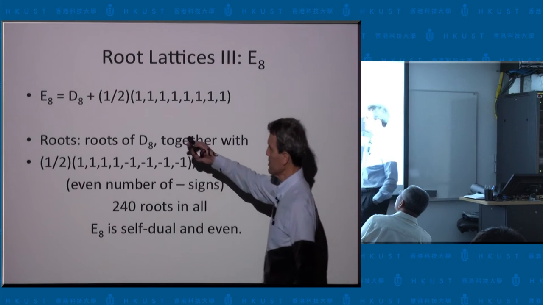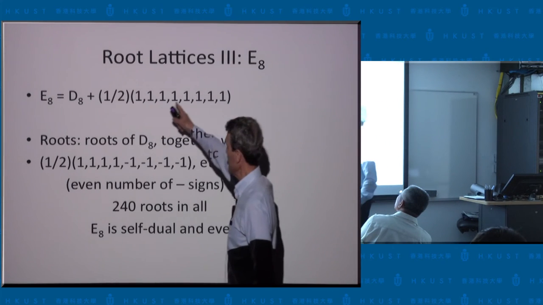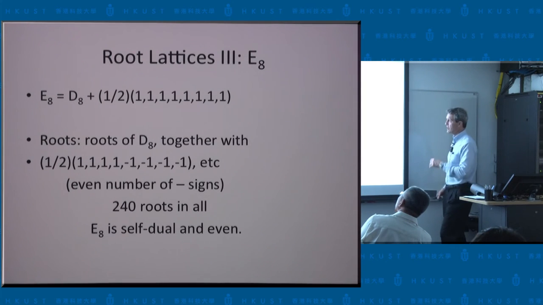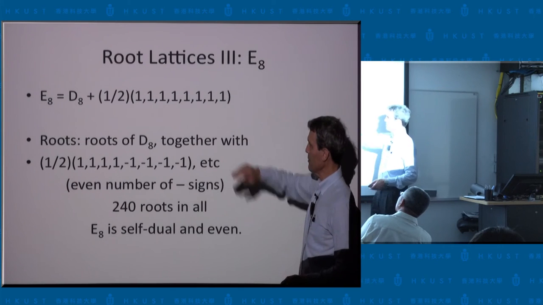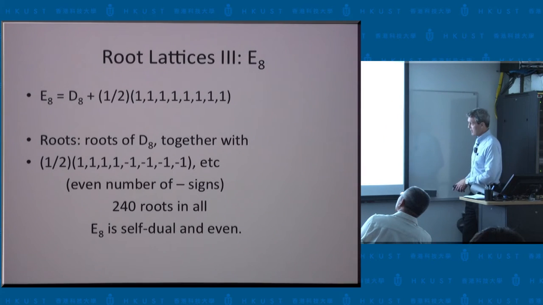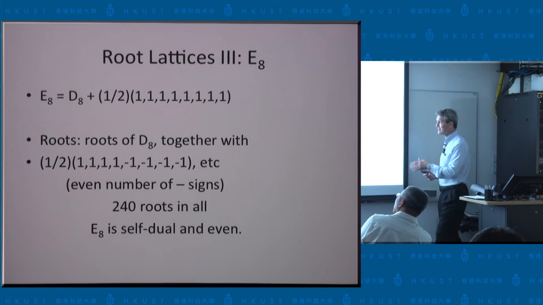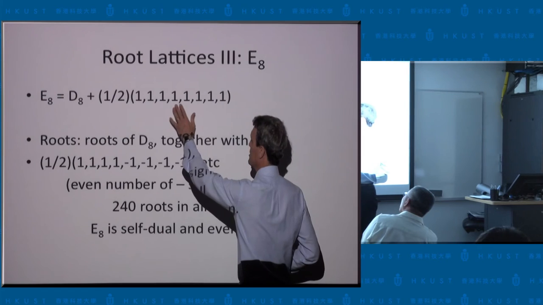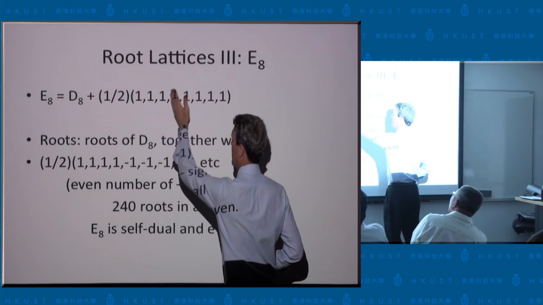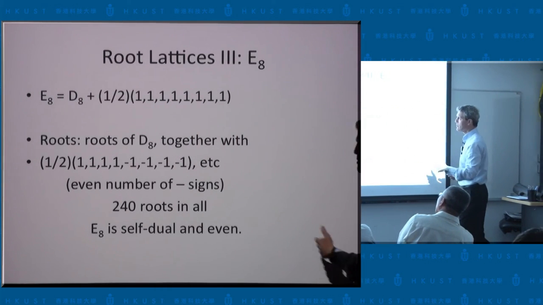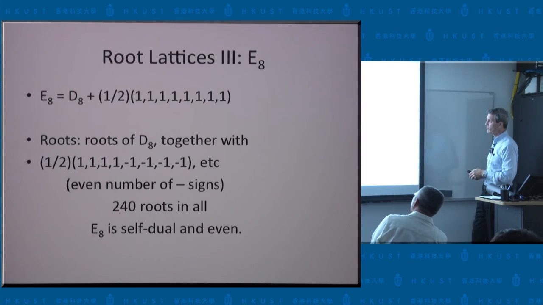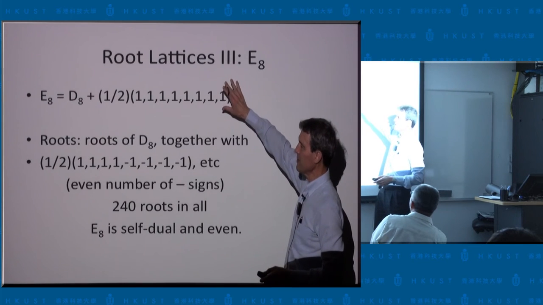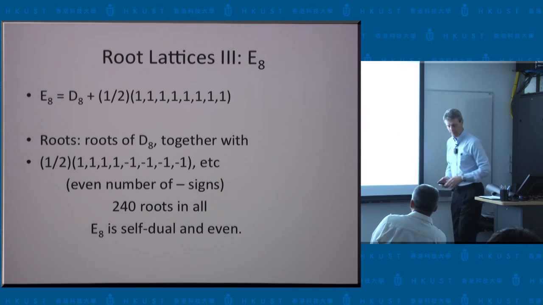What you do is you just take D8, and then you take this vector here, one half of one, and the point is that E8 is the first dimension when this happens. So this vector here, the vector of half all ones, will be an integral vector when n is a multiple of 4. And 8 is the place where it just has exactly length 2. So it is, again, a root.